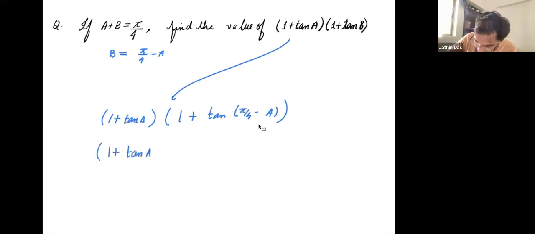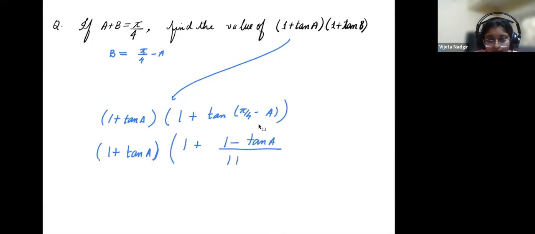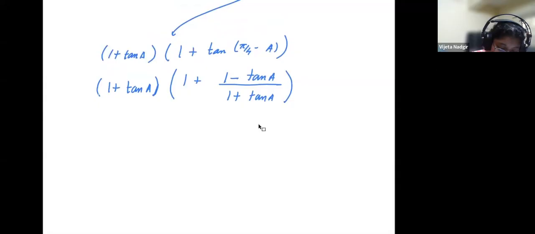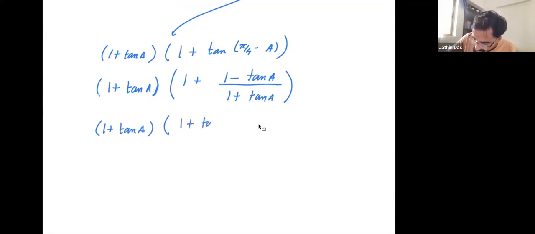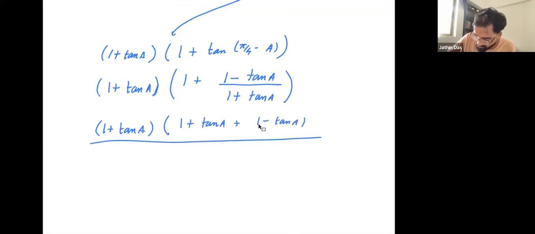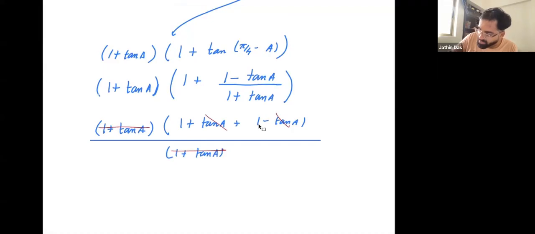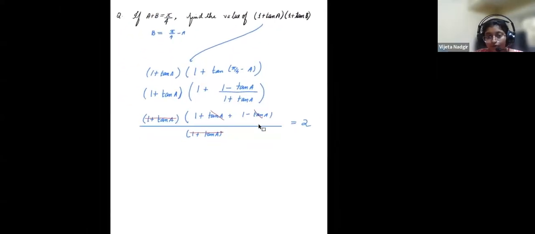What is tan pi by 4 minus theta? 1 minus tan theta by 1 plus tan theta. When you take the LCM and add it up, you will get 1 plus tan A divided by 1 minus tan A, and divided by 1 plus tan A. This cuts, this also will cut. What is the answer? 2.